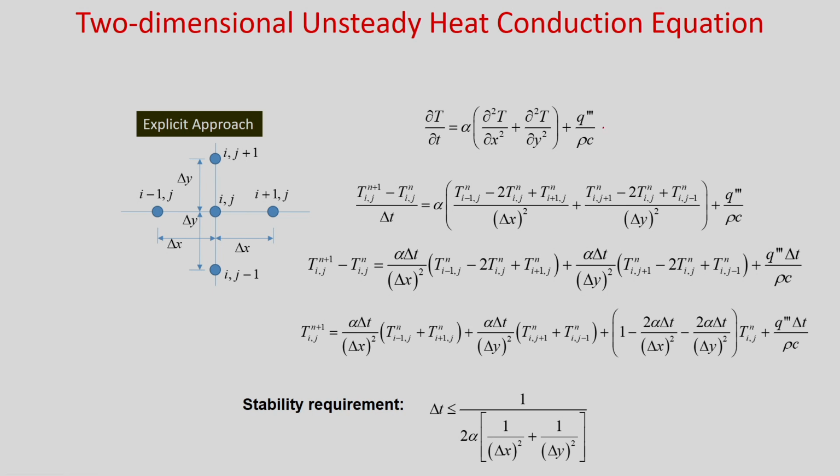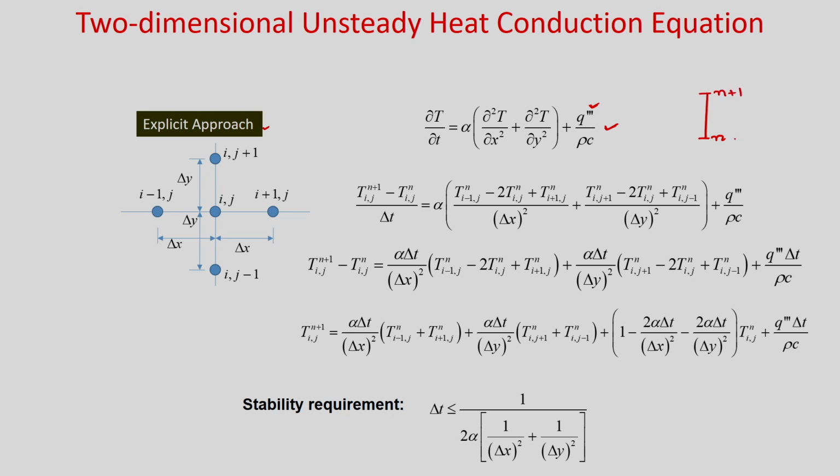So, this is the unsteady heat conduction equation with your heat generation term, okay, and we will use explicit approach, that means there will be one unknown. So, we will use forward time discretization. So, now we need to march in the direction of time. So, we will march in time from n to n plus 1.